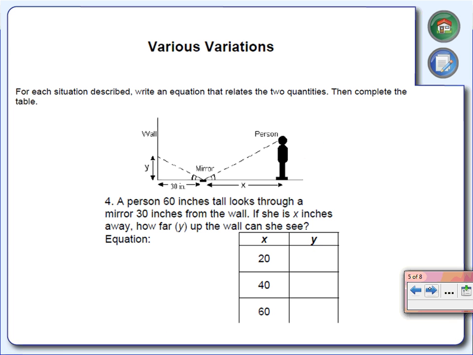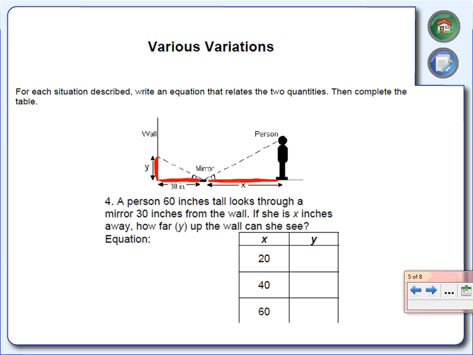All right, going on to the next one here, number 4. Here we have a person that's 60 inches tall, and he's looking at a mirror that's 30 inches away from the wall. So that's this part right here. That's that 30 inches they're talking about. If she is X inches away, here's the X inches away, we want to know how far Y up the wall can she see.